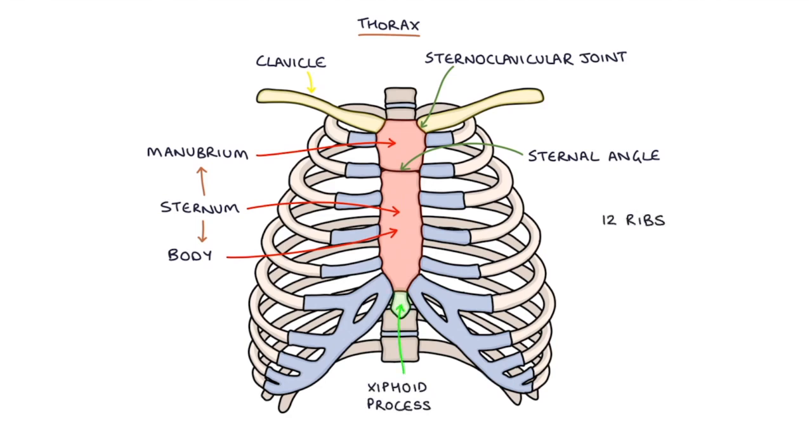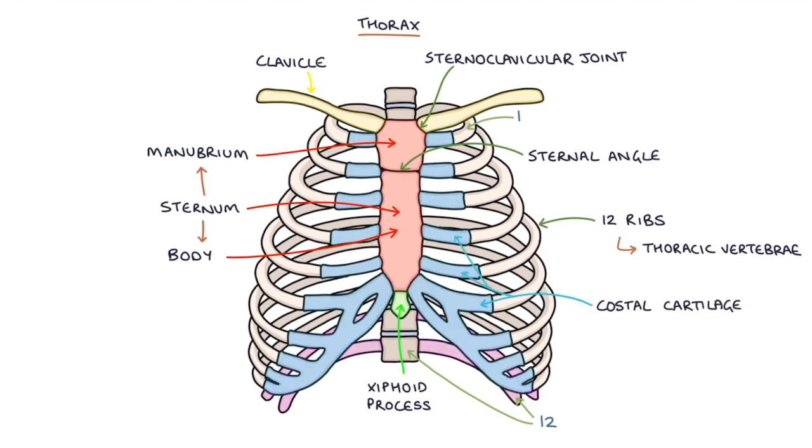There are 12 ribs, one for each thoracic vertebrae. The ribs are labelled 1 to 12, corresponding to the vertebra they attach to. The costal cartilages are what connect the ribs to the sternum. The 11th and the 12th ribs do not connect to costal cartilage or to the sternum, and they're called floating ribs.